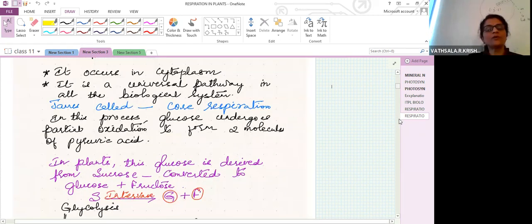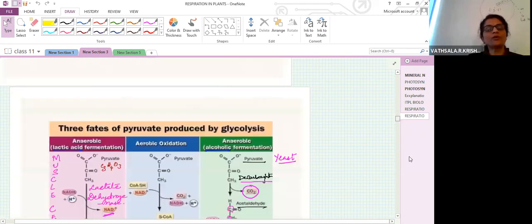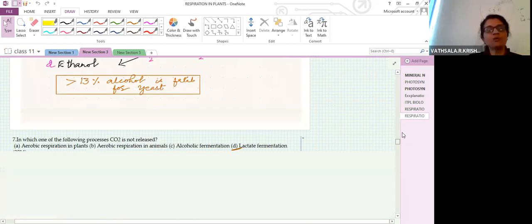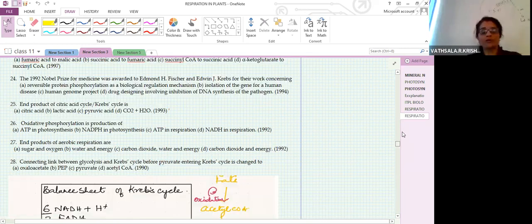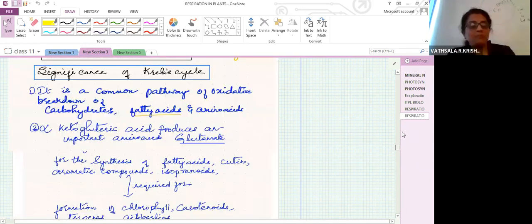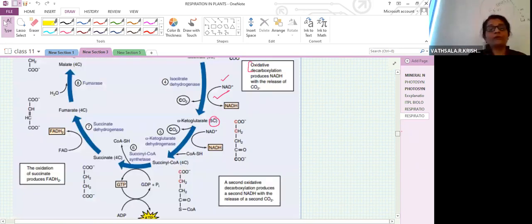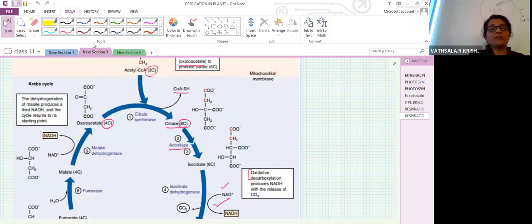So this is one of the best pictures. I got it from some book, so I'm using it. This is very clearly given. The structural formula of all the substances is also given here. It's not required for you to learn, I'm just telling you.